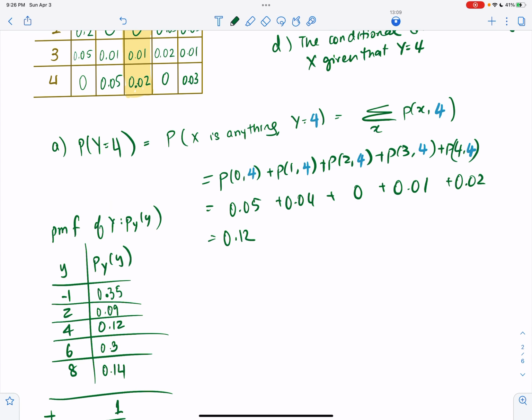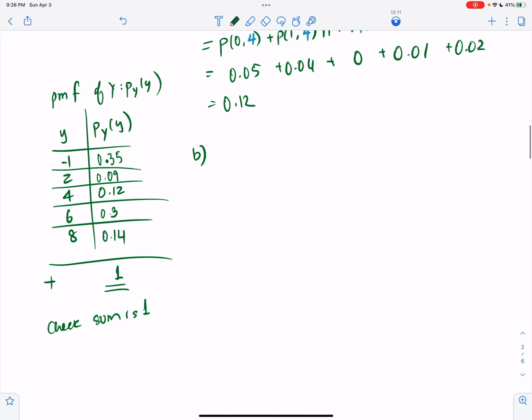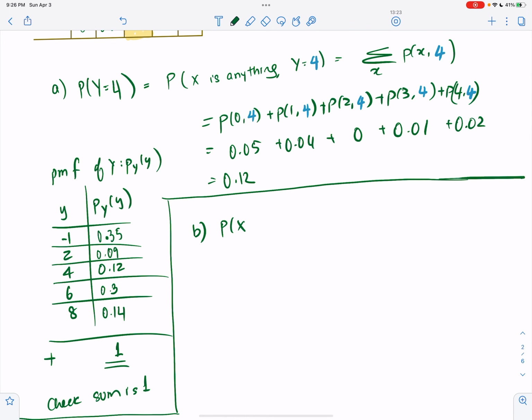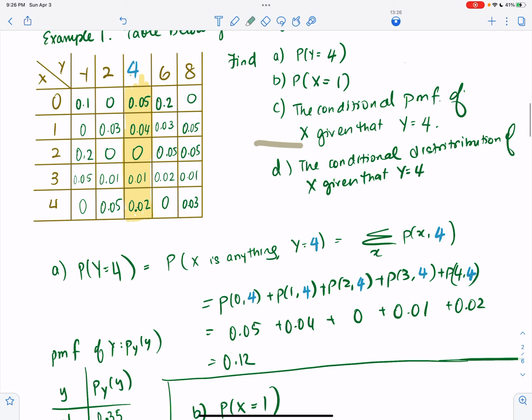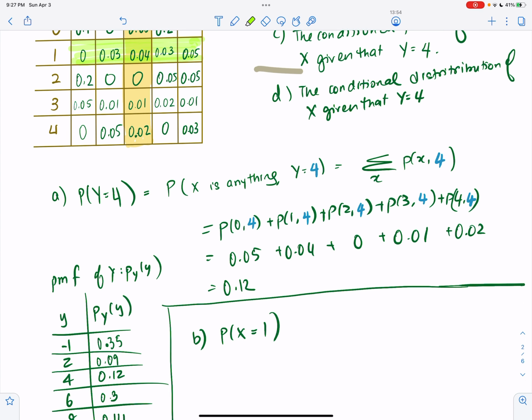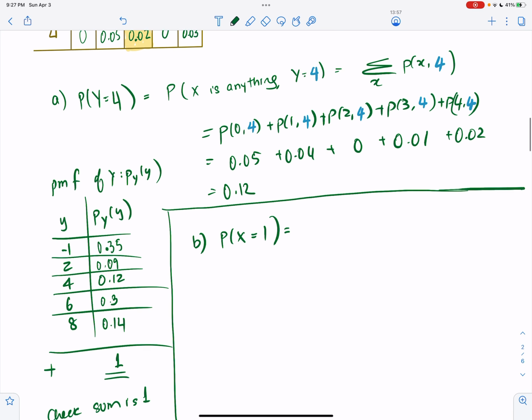All right, let's do part B. In part B, you are asked for the probability x equals 1. You look at the row where x equals 1, of course, and that is this row. And you add up all the values in that row. Of course, don't add up the 1. Just add up the probability values in that row. So what do you have? 0.07, 0.1, 0.15.